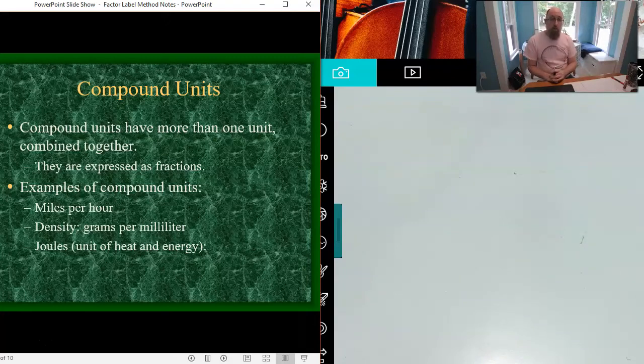And so when you have a compound unit, it's possible that you may need to change more than one term within that. So for example, if I want to turn miles per hour into the metric equivalent, which is meters per second, then I'm going to have to turn miles into meters, and I have to turn hours into seconds. So there's multiple steps that are involved there.